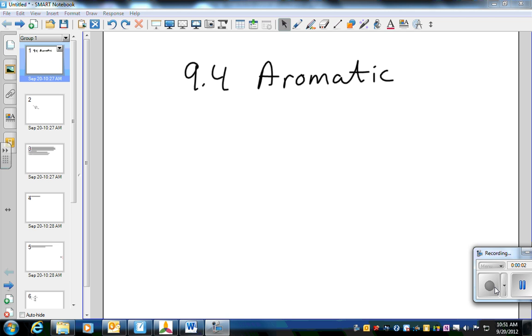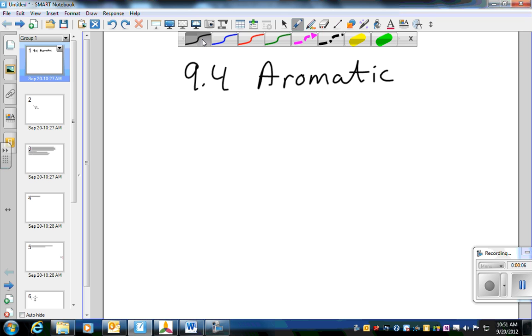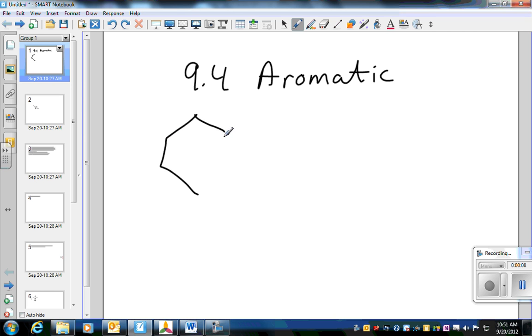This is tutorial lesson 9.4. We are looking at aromatic compounds. One of the key things with aromatic compounds is this C6H6 ring known as benzene. It has 6 carbons. You can see here numbered 1, 2, 3, 4, 5, 6.